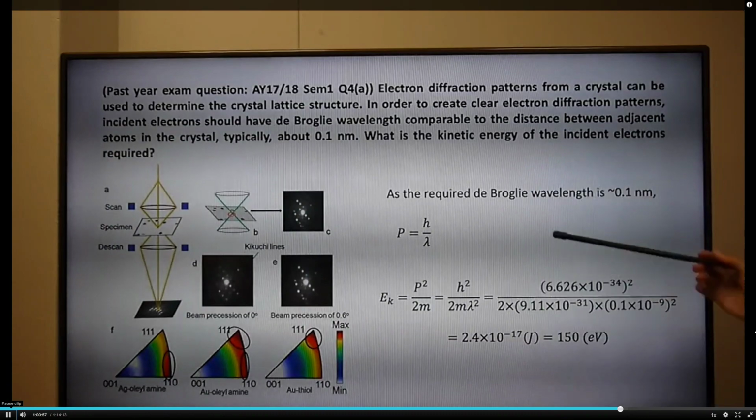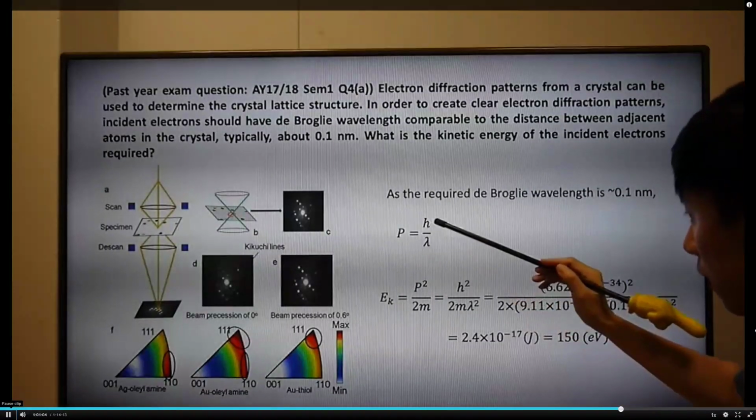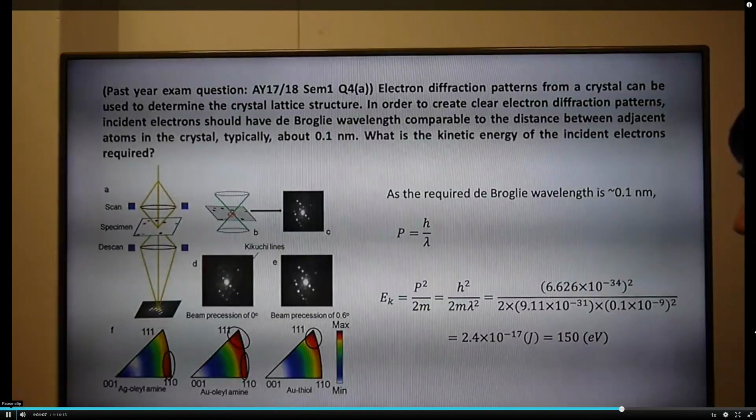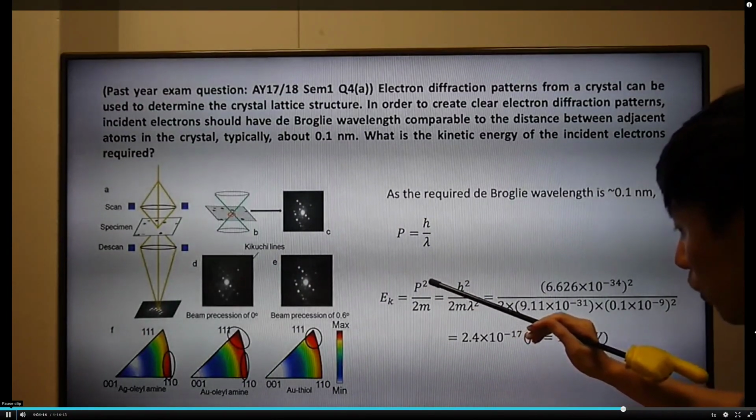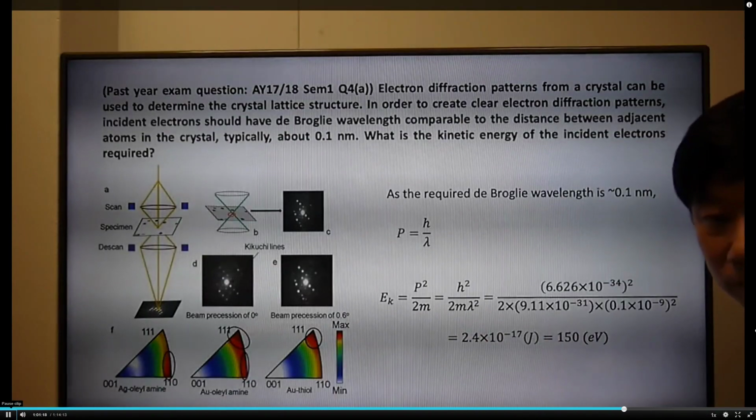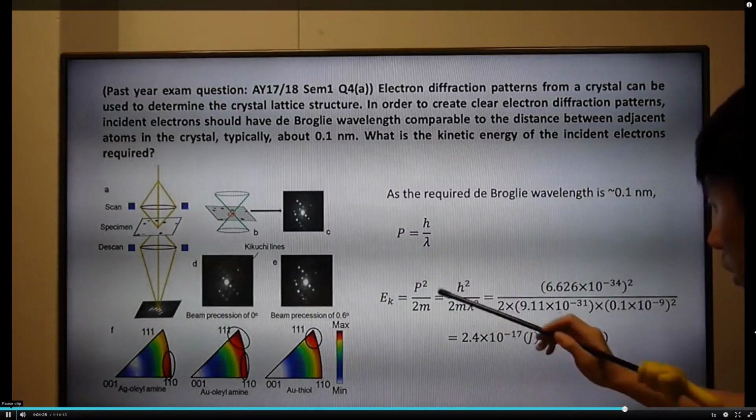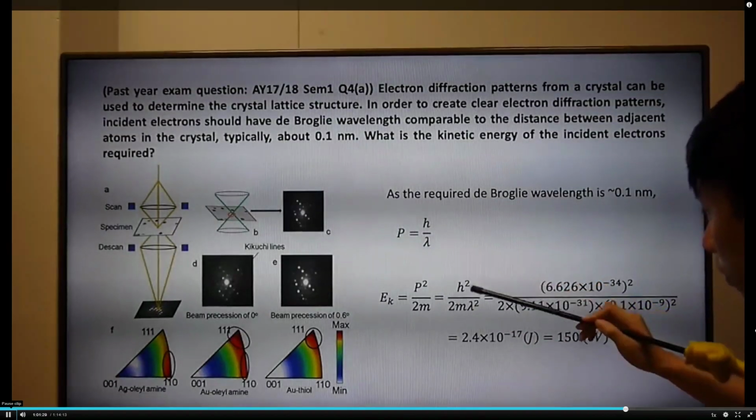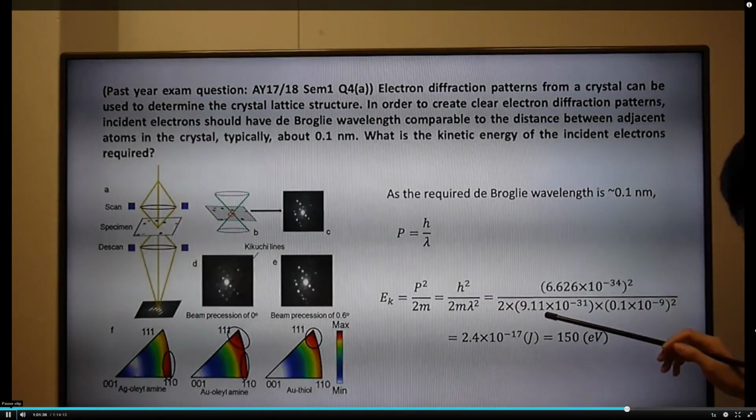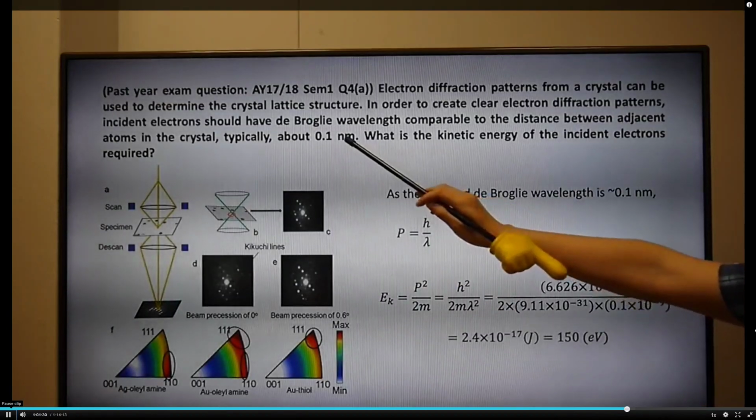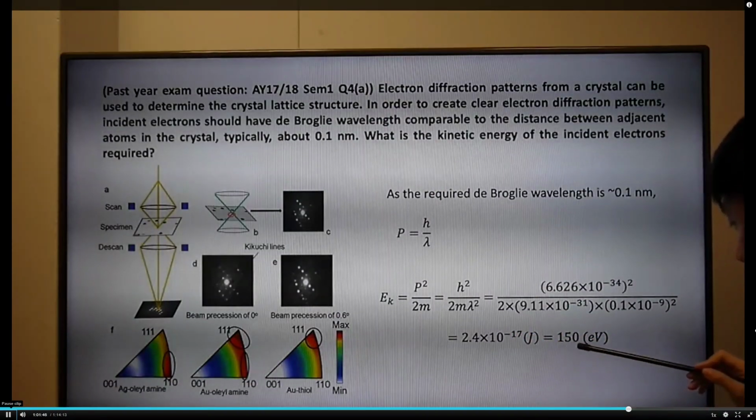Okay, so when the de Broglie wavelength is 0.1 nanometer, the momentum of the particle is h over lambda. Then what is the kinetic energy? Kinetic energy is p squared, momentum squared, divided by 2m. In here, p squared is h squared over lambda squared. And h is the Planck constant, m is the mass of the electron, lambda is 0.1 nanometer. So the kinetic energy of the electron is 150 electron volts.